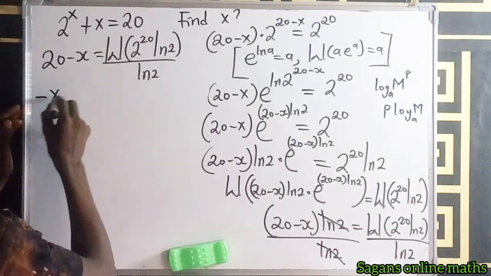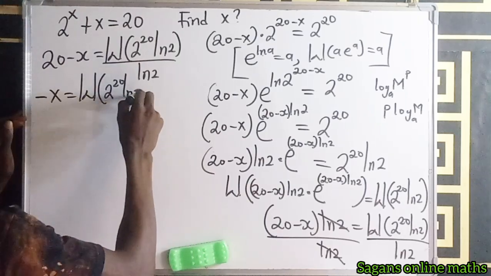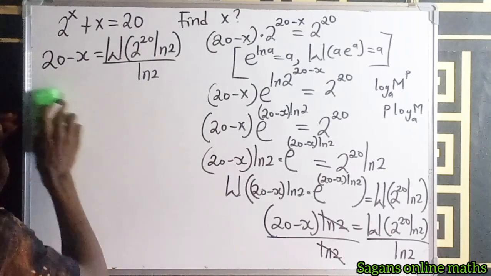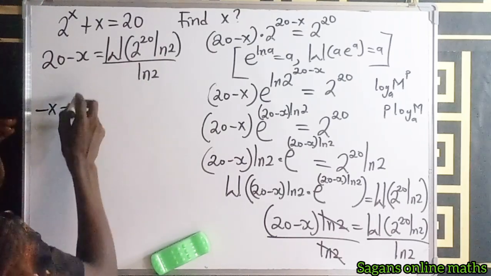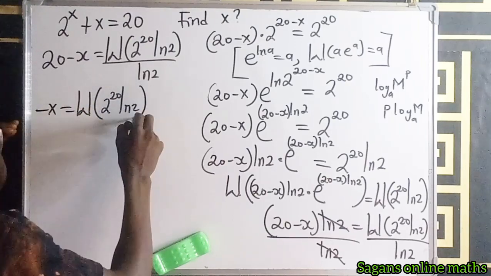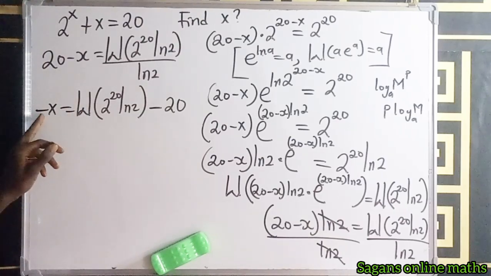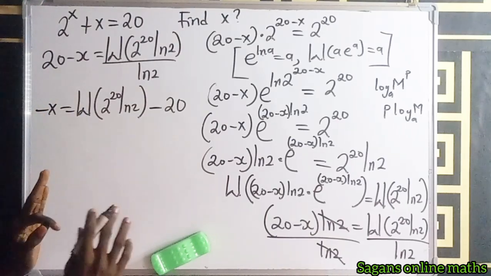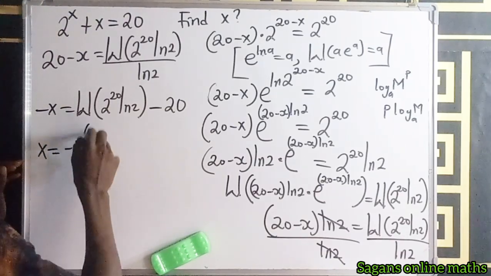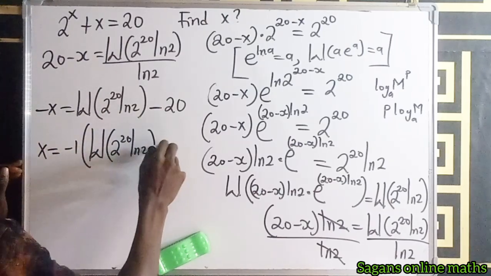So it means that minus x is equal to the W function of 2 to the power of 20 ln 2, over ln 2, minus 20, because I subtract 20 from both sides. Remember that we are looking for x, not minus x. So let's multiply both sides by minus 1. So our x will be equal to minus 1 into the W function of 2 to the power of 20 ln 2, over ln 2, minus 20.